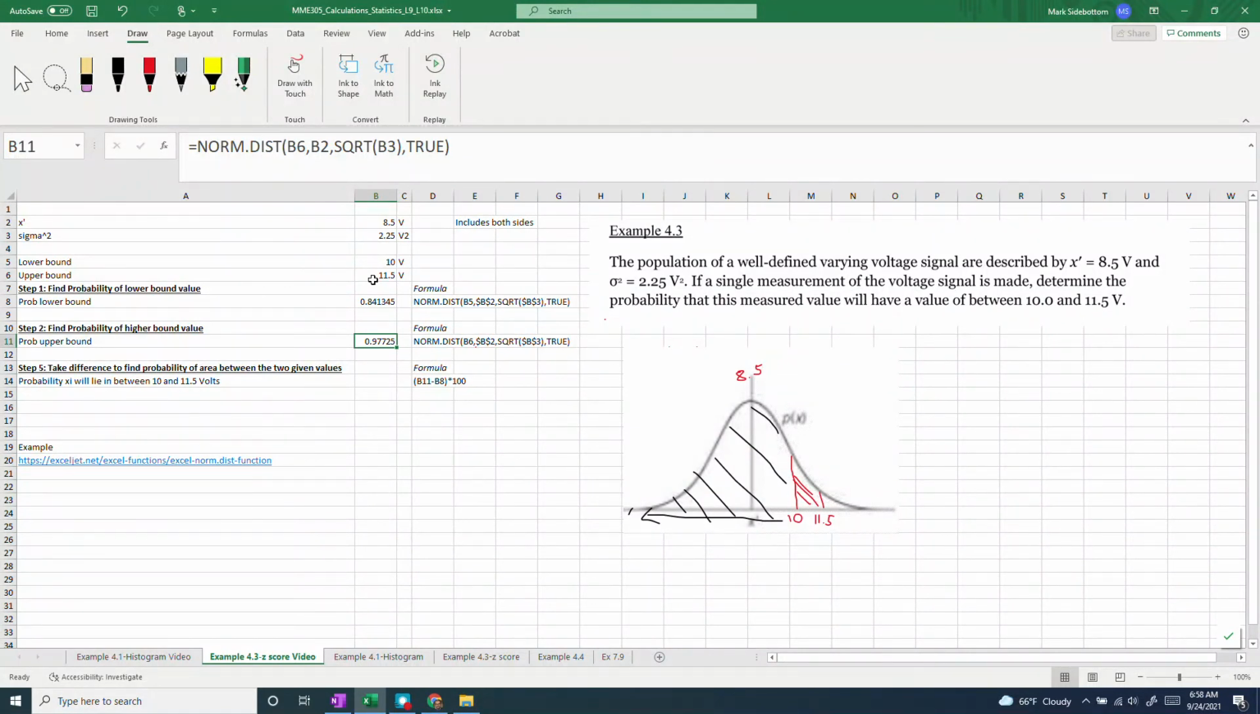To determine the area between the two, we just subtract the difference between those two values. We take this value, subtract this value, and then multiply that by 100, and we get 13.59% between the two.